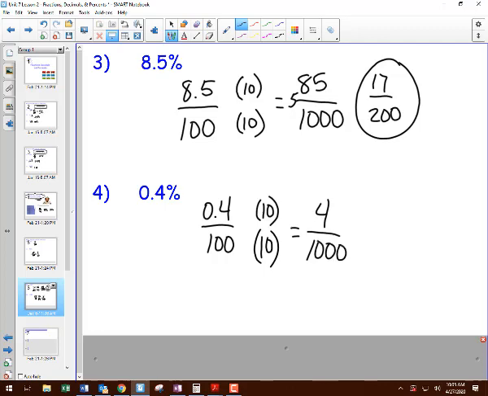Okay, we're going to multiply that down. I'm going to reduce by 4, and we should get 1 over 250.